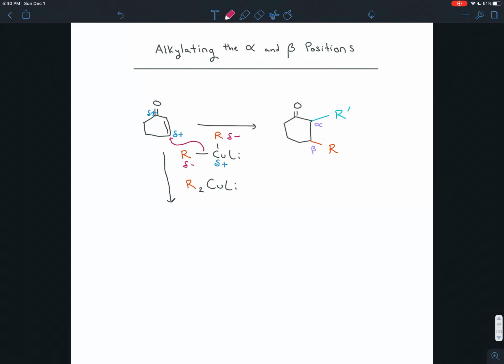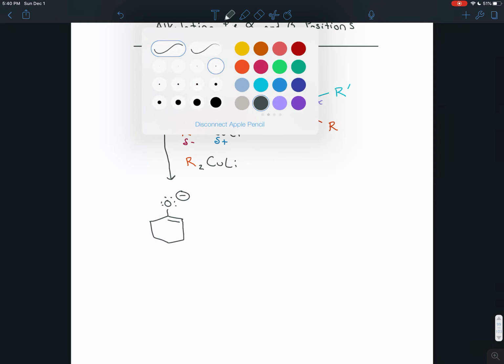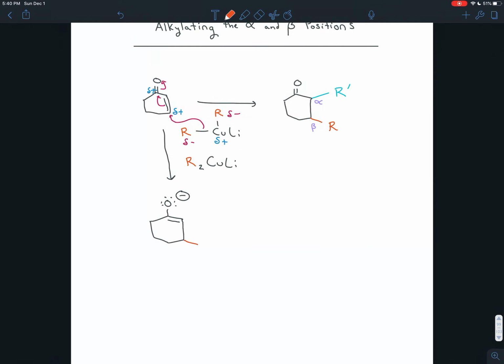So this R group would attack here, push these electrons up toward the positive charge of the carbonyl, and that kicks the electrons onto the oxygen. So that after that first attack by the Gilman reagent, you would end up with this intermediate. Now notice we've added our alkyl group onto the beta carbon. Now we just have to add a different carbon chain onto the alpha carbon.